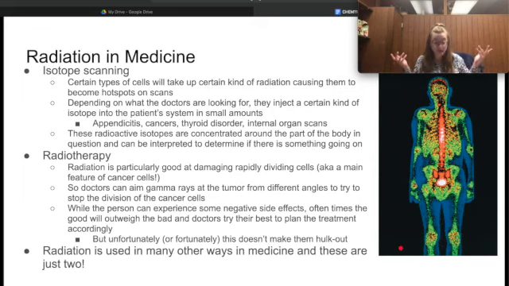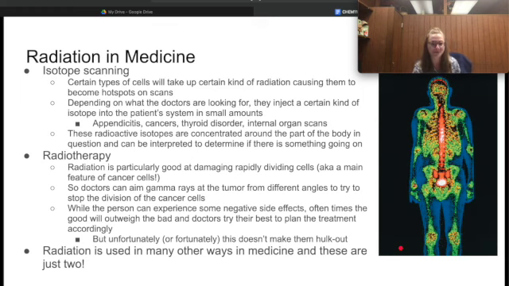But either fortunately or unfortunately, even though we're shooting gamma rays at someone, it doesn't make them Hulk out. So still no superpowers from the radiation. We can always dream, right? But again, radiation is used in many, many other ways in medicine, and these are just two different ways you may have experienced them.